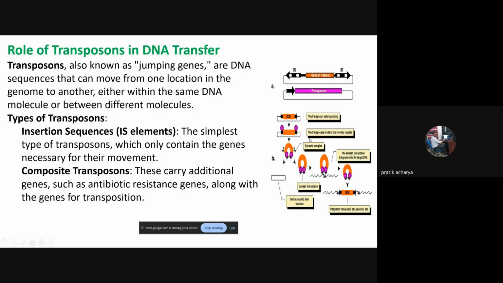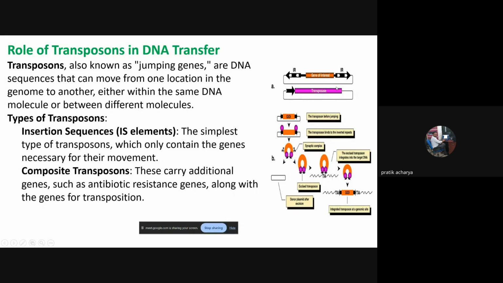The transposon binds to the inverted repeats. Then a synaptic complex forms. Got it? Some key features of transposons are that they're mobile in nature. They can move from one place to another within the DNA. They carry genes. They often carry important genes like antibiotic resistance genes, or disrupt genes. Got it?